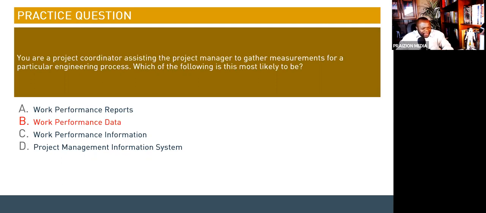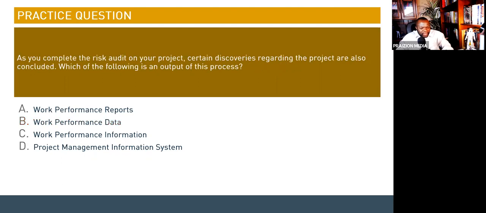So that's that. I'll give you 2 more little questions here. Here's your next one. As you complete the risk audit on your project, certain discoveries regarding the project are also concluded. Which of the following is an output of this process? So it says, as you complete the risk audit, you got to know which process you do the risk audit in. So go with your gut, have fun with it.